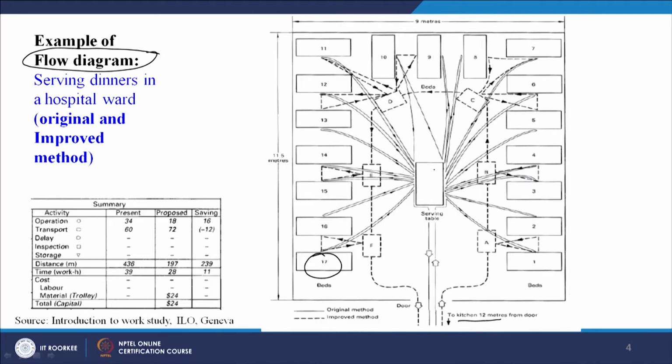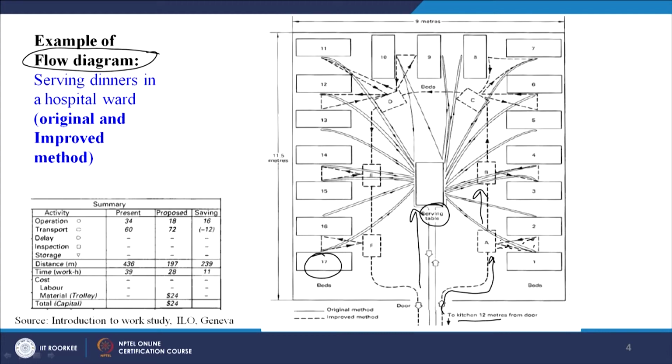But how would a flow process chart for this look? We have seen this already when we were discussing the flow process chart and the example. One method can be that a person moves straight to the serving table, places all the food there, and then one by one distributes the food to each patient on the bed. Or he can carry a trolley, and the movement of the trolley is depicted like this, and from here with a dotted line it shows the movement of the person serving the food to the patients on the bed.